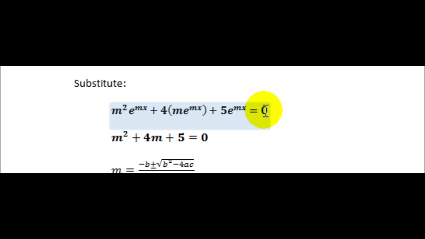We'll let this equal to 0 to solve for yc, since yc is the solution for the homogeneous part of the given equation. Upon simplifying, we get m squared plus 4m plus 5 equals 0, and this is what we call the auxiliary or the characteristic equation. So we need to find the values of m here.